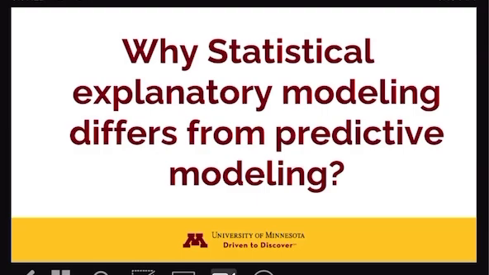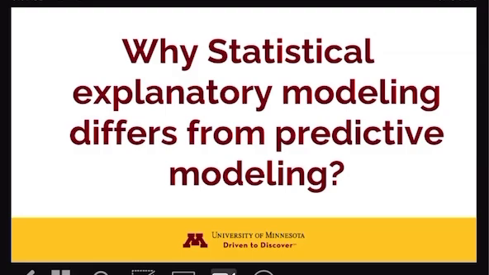And why is it that the two differ? If you take a look at what I have now, statistical explanatory modeling differs from predictive modeling because they are attacking different goals. That's why they are not the same. They are attacking different goals. Statistical explanatory modeling actually wants to test a causal hypothesis.